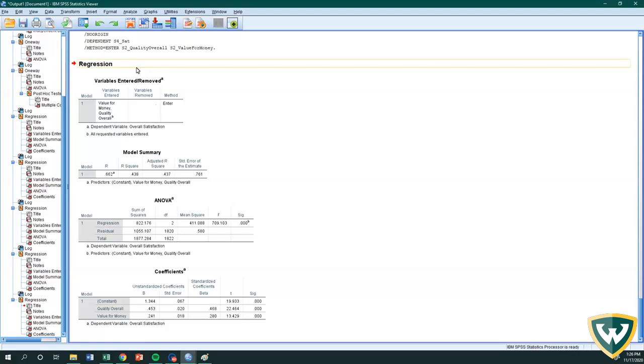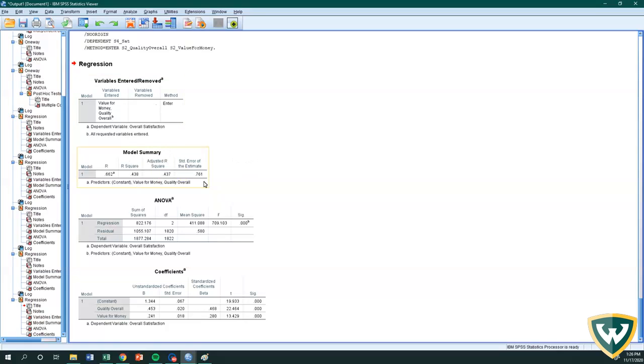So now I have four boxes that SPSS outputted for me as a result of my regression analysis. The first box here tells me about which ones were my x variables and then which one is my y variable. So I inputted value for money and quality overall as my two different x variables, and then my dependent variable was overall satisfaction.